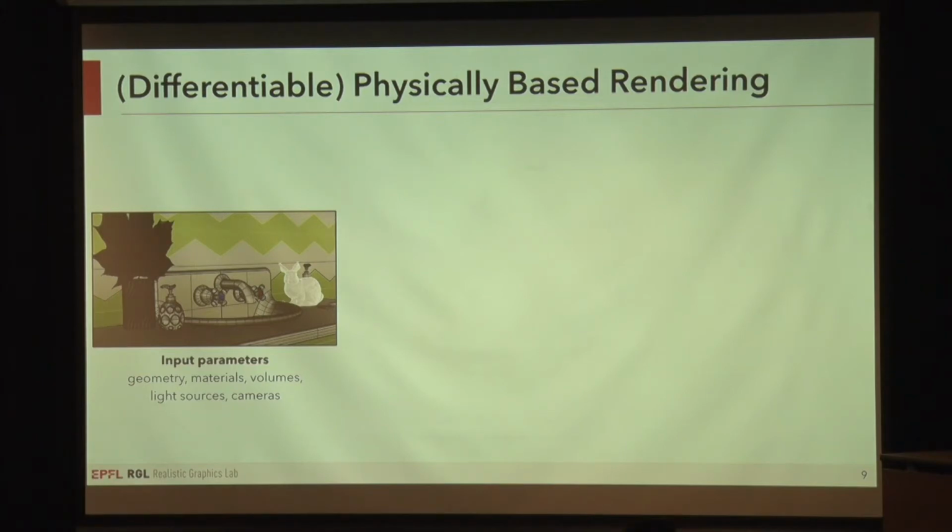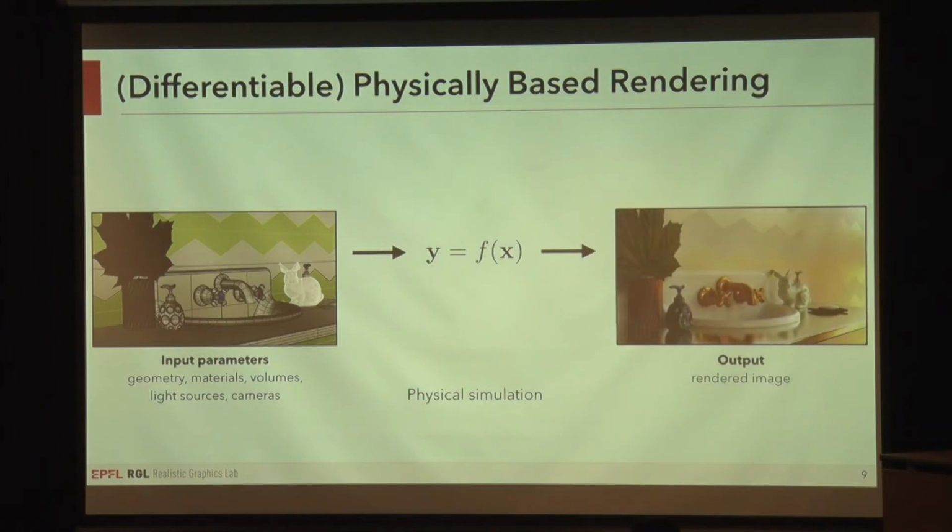Those are the input parameters. And that could be like 10 million numbers. That's not an unreasonable amount. It could be 100 million. Anyway, it's lots and lots of these numbers. And then we do a simulation, and that gives us out a realistic image at the end. And this simulation, you can really think of it as a function of these input parameters. Now, this function encodes the physical process of light scattering.